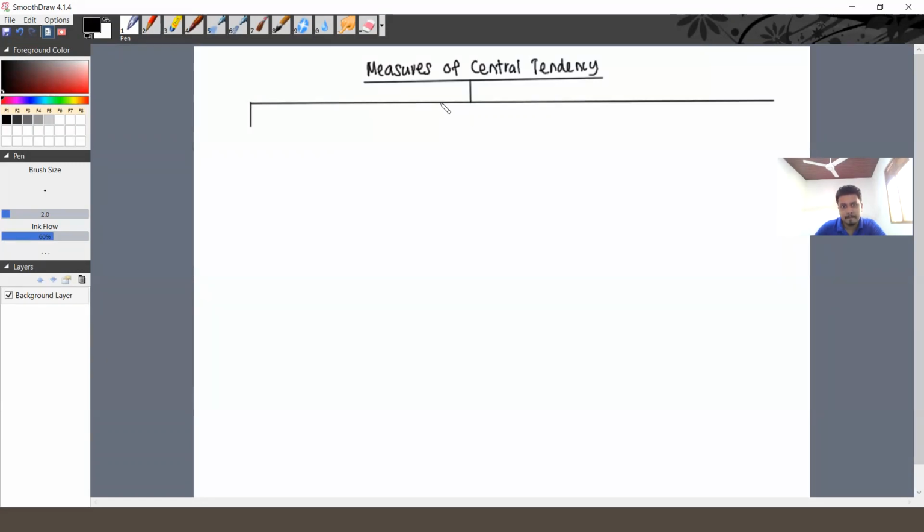Mean, median, the three measures are mean, median and mode.